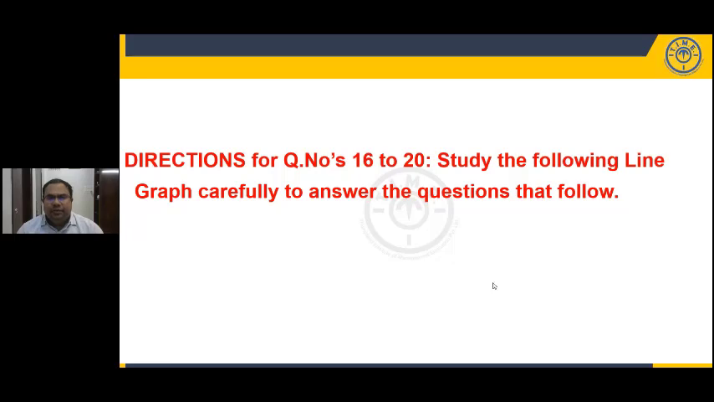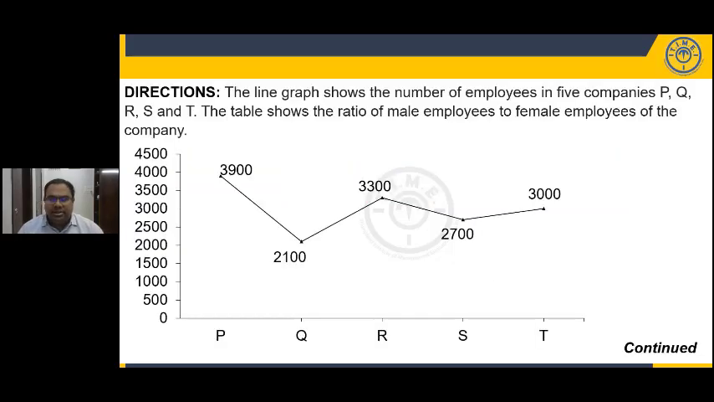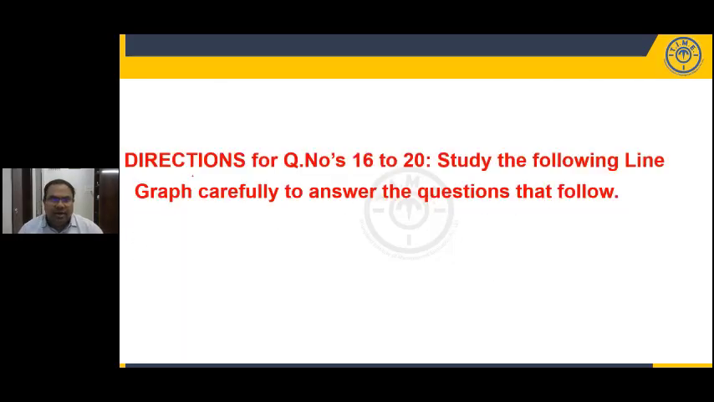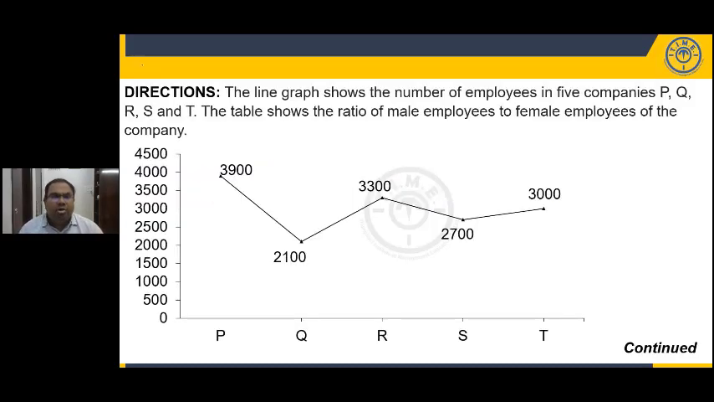Line graph and table. It is line graph and table, and answer the questions carefully. These are called combination DI sets. Combination DI sets. RRB 2020 model. Combination means two pie charts, or it may be pie plus table, or it may be line plus table, or it may be bar plus table, like that.